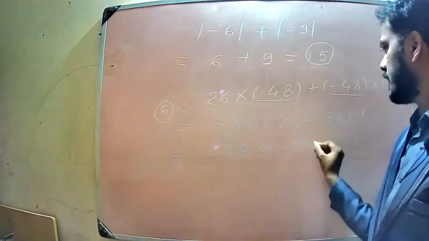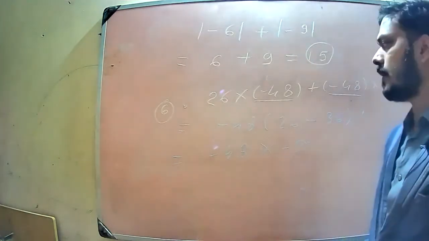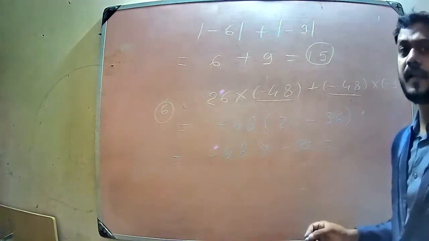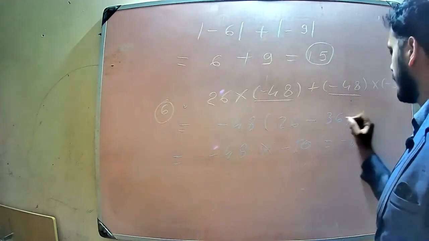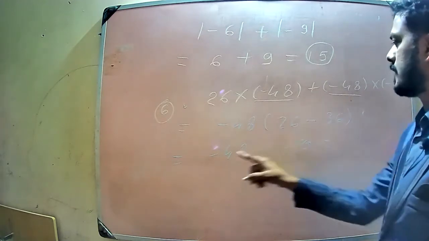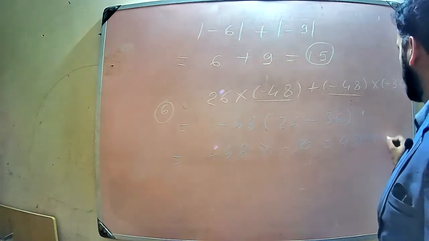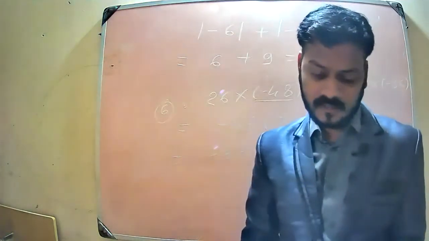So the basic requirement for this question is to recall how we can take a common factor, because if we take a common, the question will convert into a very simple value. So -48 into -10 equals minus and minus plus, and the answer is 480. So that is our answer: minus and minus equals plus, and plus equals plus 480.